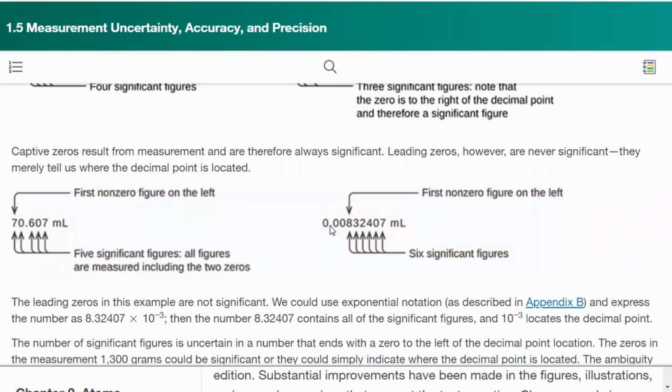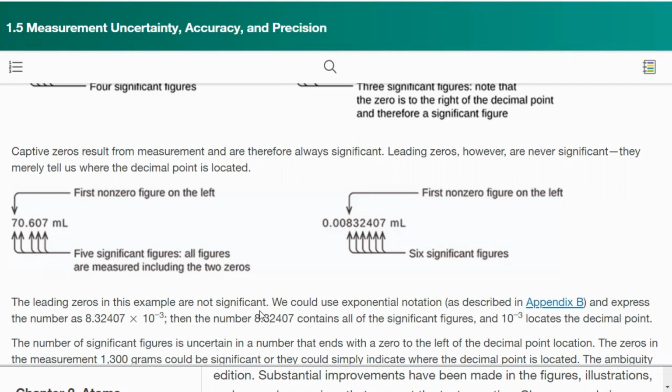In this case, these first 3 zeros are leading zeros. So the 0 to the left of the decimal point is the value 0 and no non-zero numbers. And then to the right, immediate right of the decimal point are 2 zeros. Those are leading zeros. So we disregard those. So the first non-zero figure on the left is the 8. And we have 1, 2, 3, 4, 5, 6 significant figures. The leading zeros in this example are not significant.